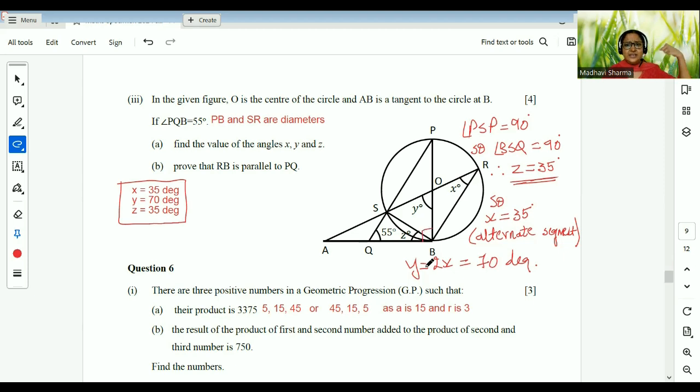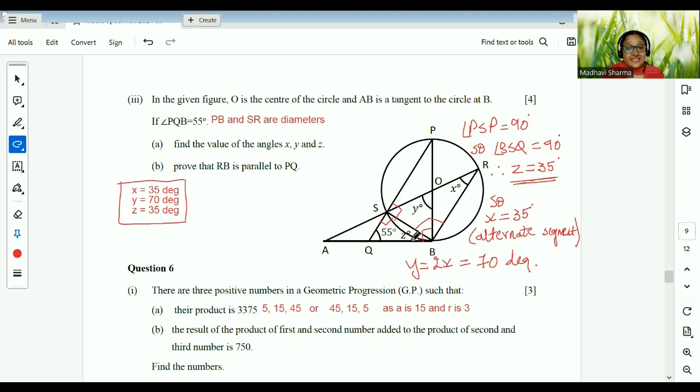Immediately, children, your mind should start running. Diameter means the angle subtended by the diameter is also 90. Find the values of x, y, and z. If this is 90, this is also 90. If this is 55, 90, z. First I found out z, which is 35.